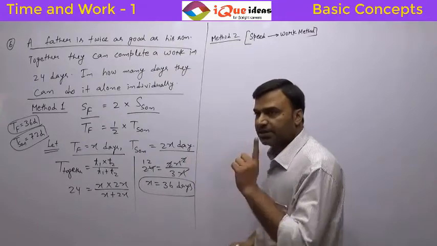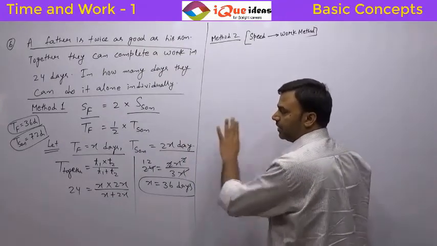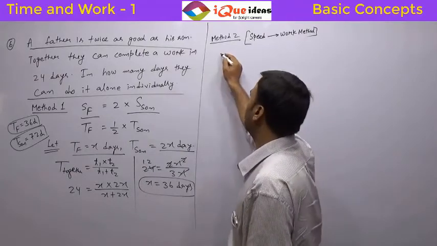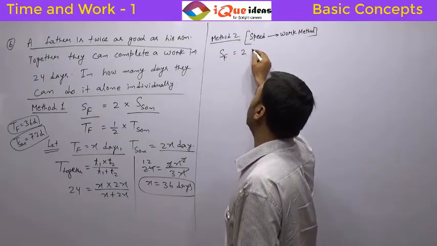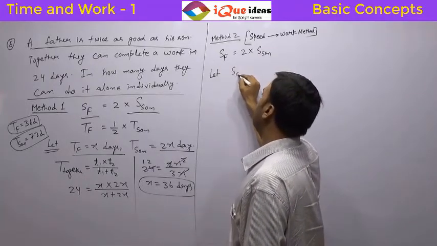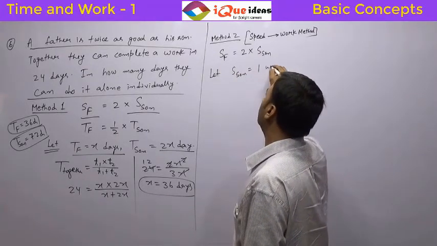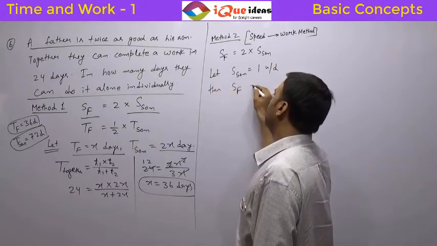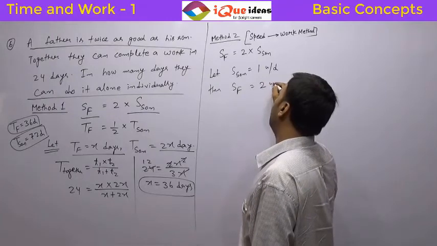Also, there is one important thing that you should remember. Do not mix the methods. This is one different method. Now we are doing an entirely different method. So I'll start from here. Speed of father is 2 times speed of son. So let's assume that speed of son is 1 unit per day. So what will happen? Speed of father will be 2 times speed of son, that is 2 units per day.